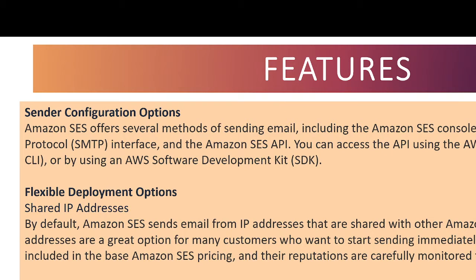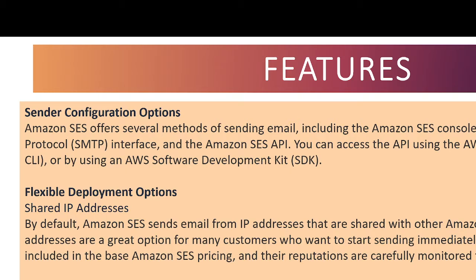Features: sender configuration options. Amazon SES offers several methods of sending email, including the Amazon SES console, the Simple Mail Transfer Protocol, SMTP, interface, and the Amazon SES API. You can access the API using the AWS Command Line Interface, AWS CLI, or by using an AWS Software Development Kit, SDK for short.